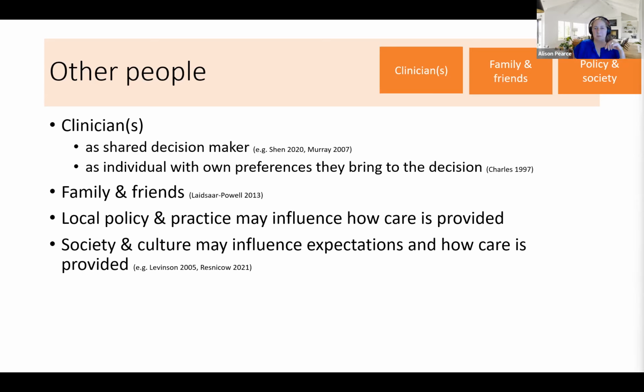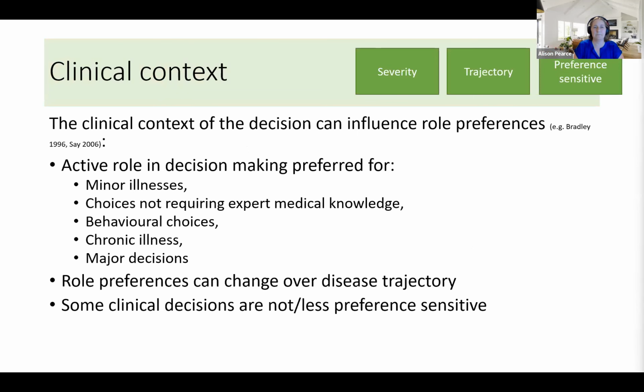I also just wanted to flag that there's probably local policies and practice that influence how people's role preferences are formed. So for example, if you're a clinician working in a hospital where decision aids are routinely built into clinical care, you might be more likely to offer a more shared care approach. And I think Semra has mentioned some really nice examples of where society and culture might influence people's expectations. And certainly I had experience of a healthcare system where there was, as I said, a strong medical model. And I think patients and clinicians there were just much less likely to expect opportunities for shared decision-making within their care.